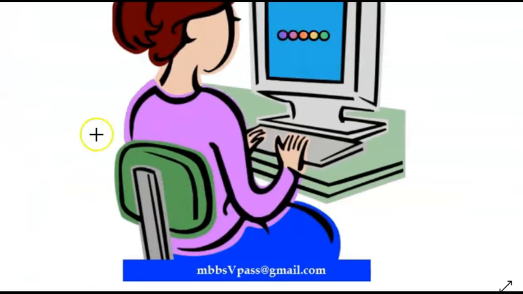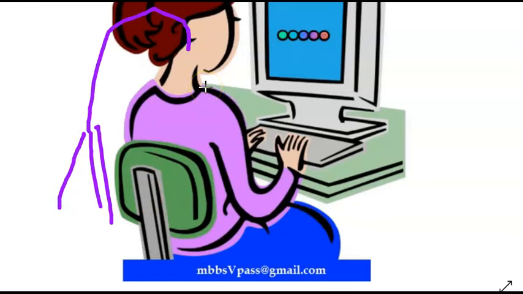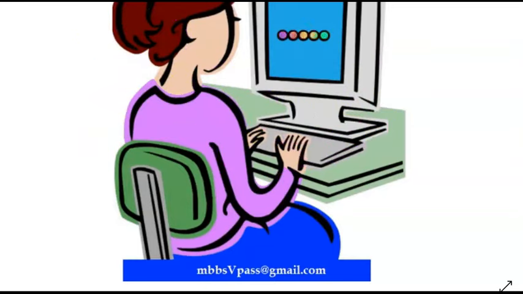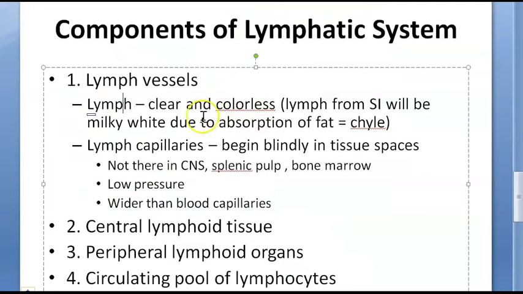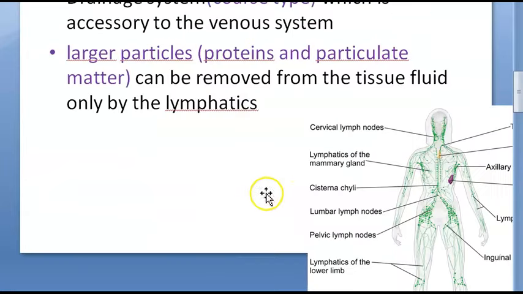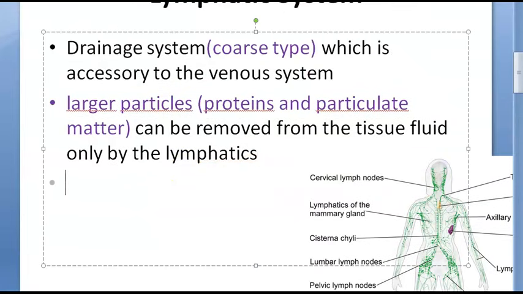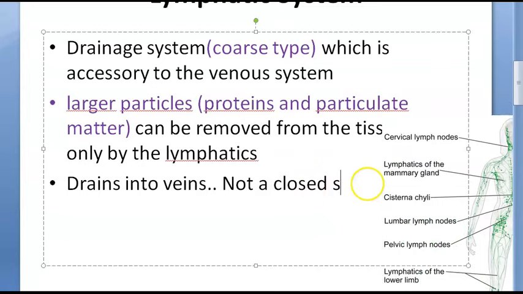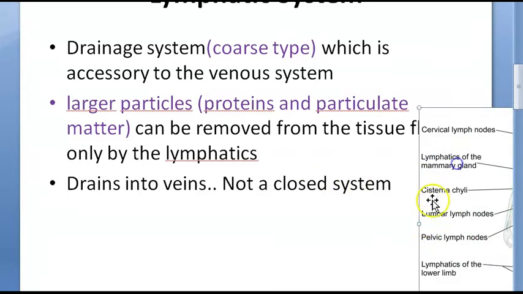Then, like you understand, this lymph is not a closed system. See what will happen? This lymphatic will just take from everywhere. It will go and drain into the veins. That's it. But unlike blood, which keeps going in loop and loop, this lymphatic is not a closed system. So let's write that here. It is not a closed system. Drains into veins. So it's not a closed system. Okay. So did you understand?